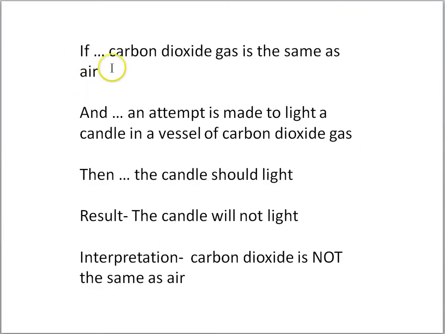So our reasoning looks like this. If carbon dioxide gas is the same as air and an attempt is made to light a candle in a vessel of carbon dioxide gas, then the candle should light. The result: candle will not light. Notice the result does not match the prediction. Interpretation: carbon dioxide is not the same as air. So we have weakened our hypothesis.